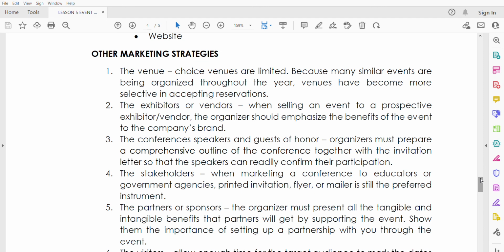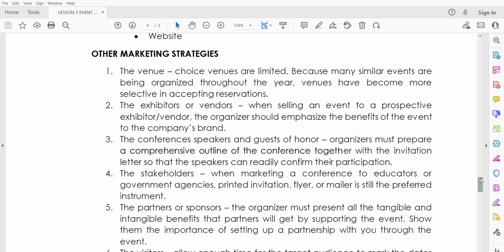We also have to market our event to exhibitors or vendors nga mo join sila ana nga exhibit, makapamaligya sila ana nga event, and that we should emphasize kung sa ilang mga benefits nga mag-gain from that event. Then also we need to convince speakers and guest of honors to help us in the completion of our event. So kinahanglan mag-prepare ta as event organizers og outline of the conference aron mas dali mo confirm sa ilang participation ang speakers and guest of honors, especially when we are going to approach very popular people or very important people.